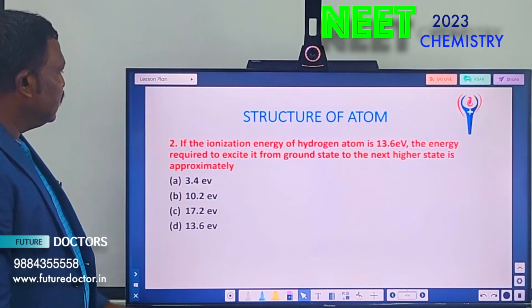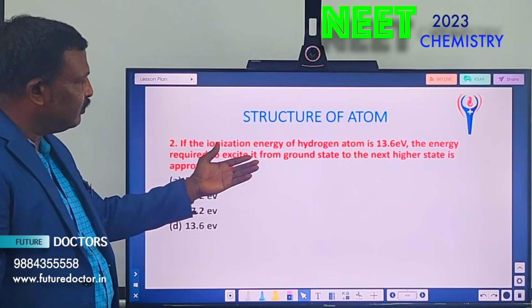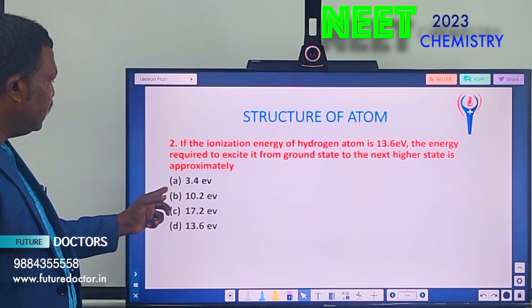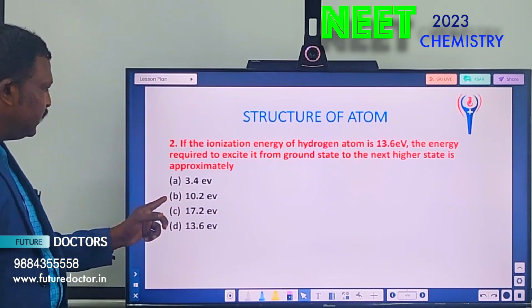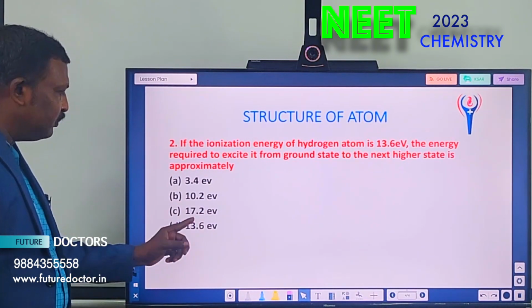Next one. Second one. If the ionization energy of hydrogen atom is 13.6 electron volt, the energy required to excite it from ground state to next higher state is approximately dash. Option A 3.4 electron volt, option B 10.2 electron volt, option C 17.2 electron volt, option D 13.6 electron volt.